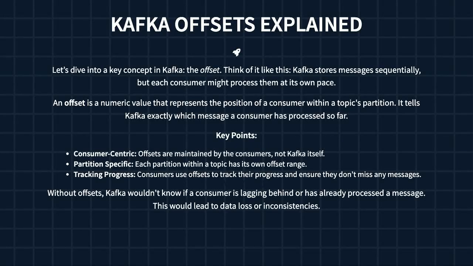Okay, so let's talk about offsets in Kafka. Basically, an offset is like a bookmark for each consumer. It tells Kafka exactly which message that particular consumer has already read from a topic's partition. It's crucial because consumers might process data at different speeds, and the offset ensures no messages are lost or reprocessed.